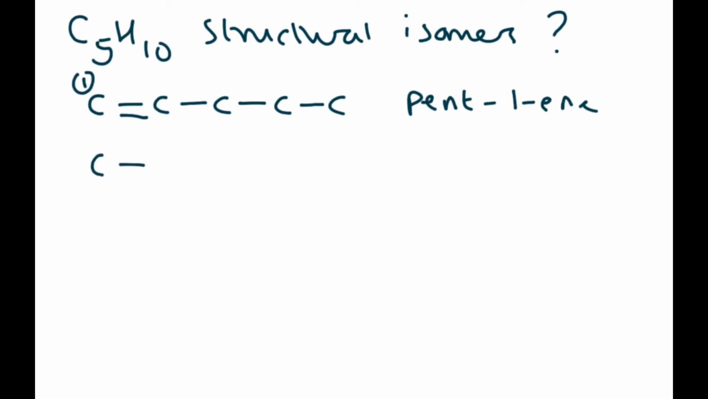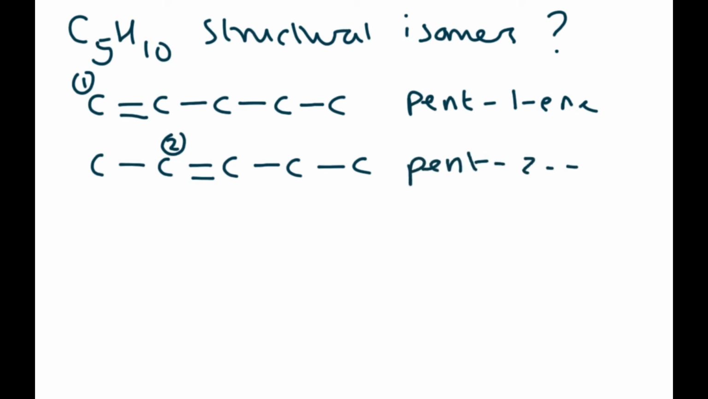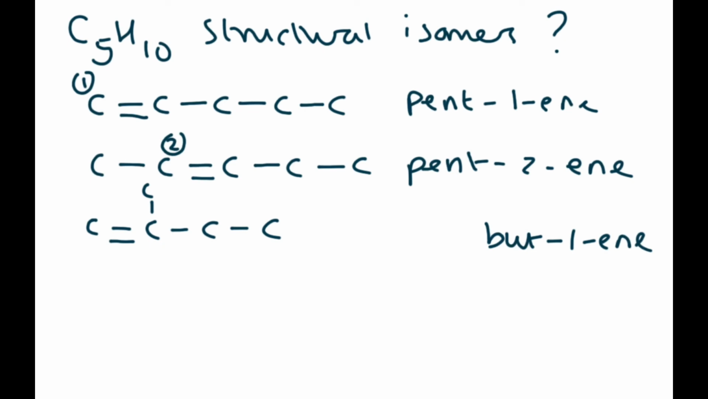Then if we had 5 in a row again, but we put the carbon-carbon double bond on the second carbon, then that would be called pent-2-ene. Now there aren't any more for 5 in a row, so let's go to 4 in a row. Let's again put the double bond on the first carbon, and let's put the methyl there as well. So that would be but, 4 carbons, the double bond is on the first carbon, the methyl is on the second carbon. So I've got 1, 2 like that, and 2-methylbut-1-ene.